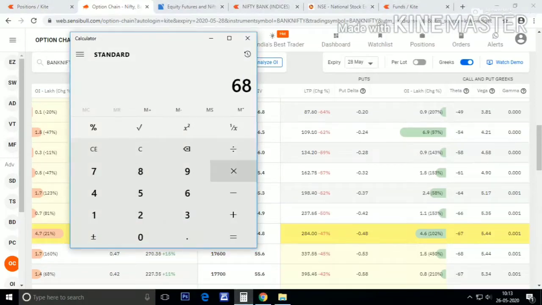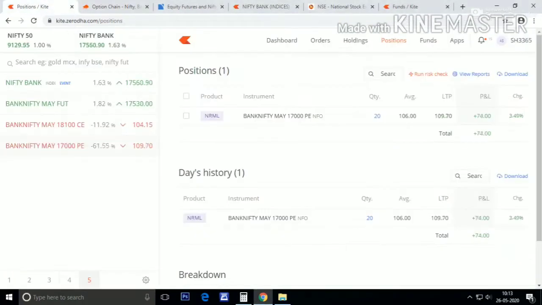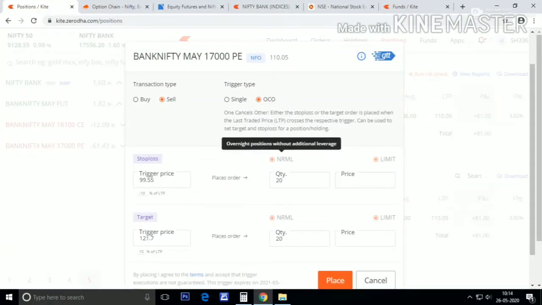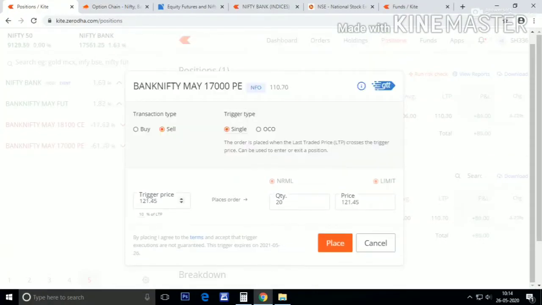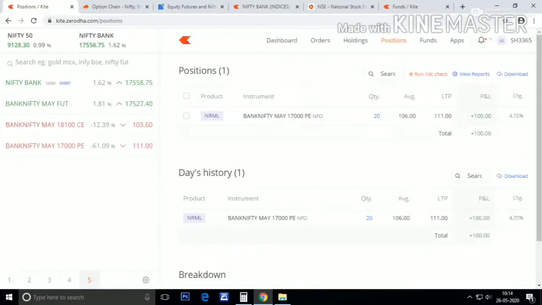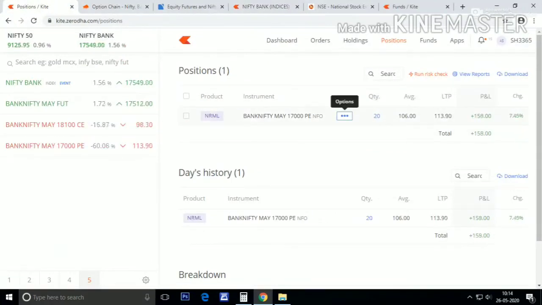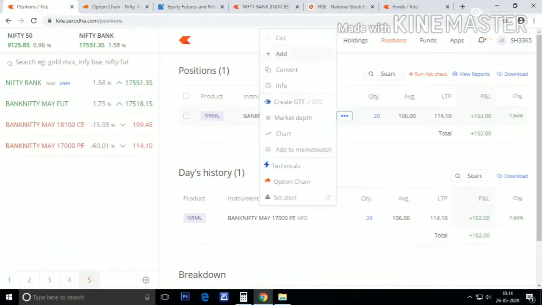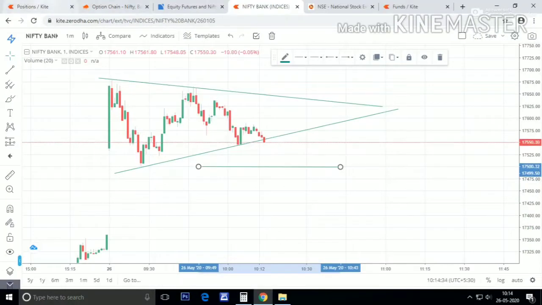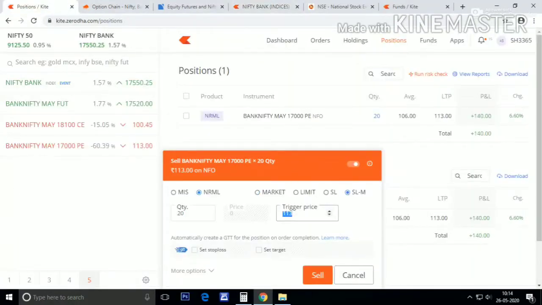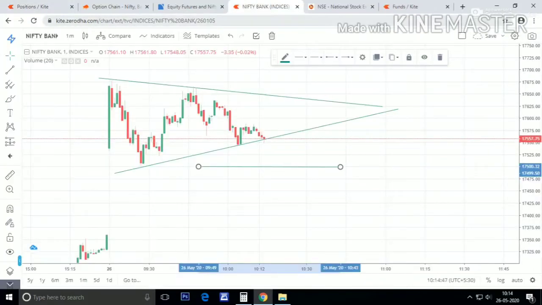So I had clearly set a target at the support itself, and our put has a delta of minus 0.26. If you are going to keep the target at 17,500 at spot, then it is around 16 rupees for the premium to go, because 16 into 0.26 equals around 78. If the spot goes 78 rupees down, then it comes to our target, that is 17,500. So let's see what happens.